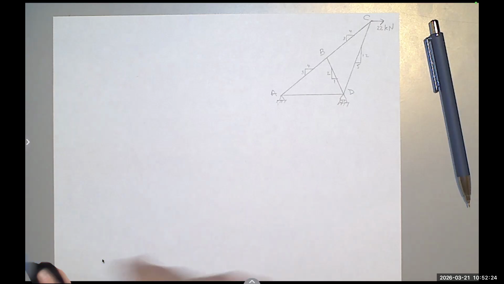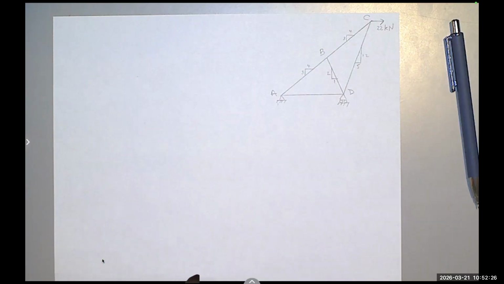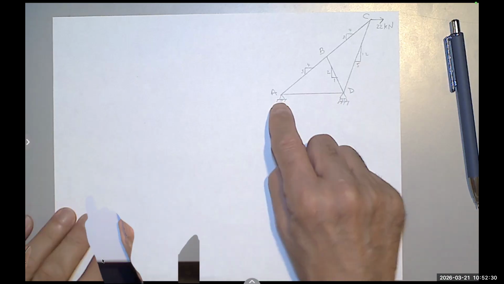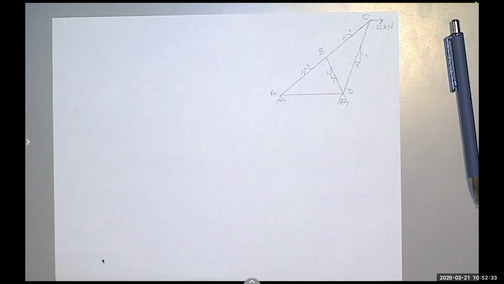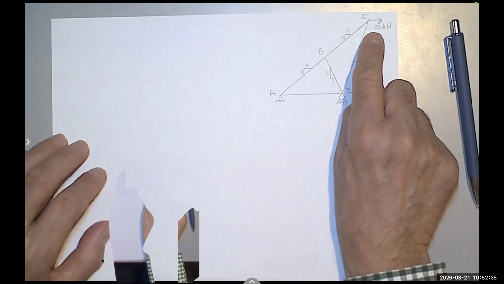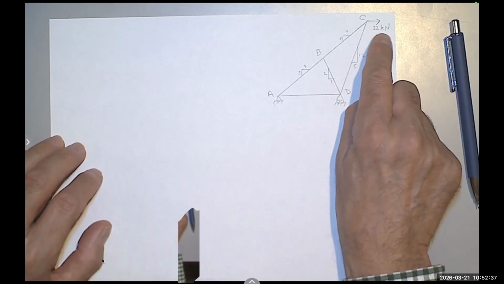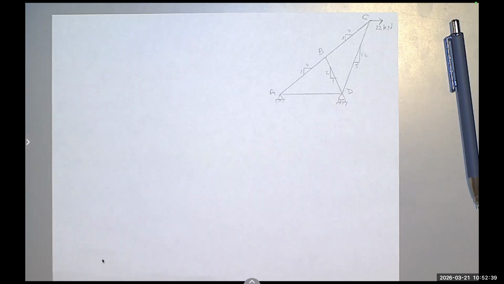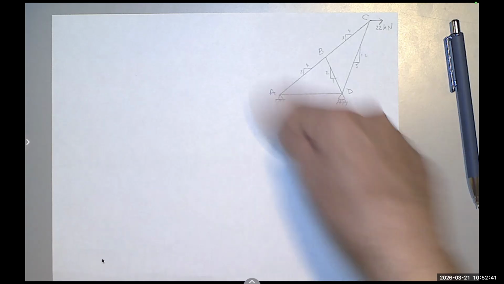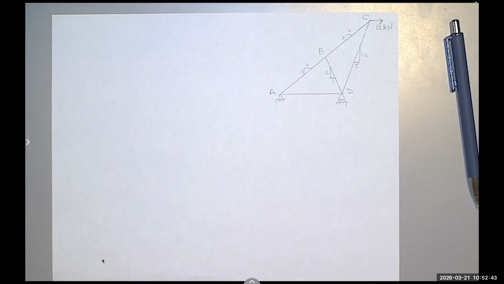But here we have a truss, and this truss has a pin at A and a roller at D, and then it's subject only to a single force at C, a horizontal force of magnitude 22 kilonewton. And we want to find the force in the members.